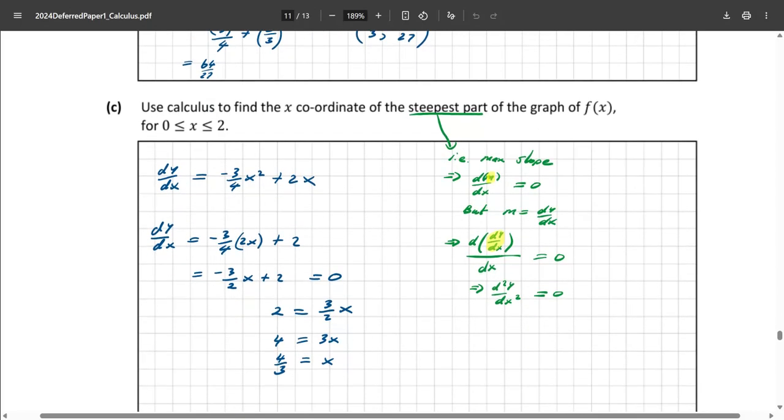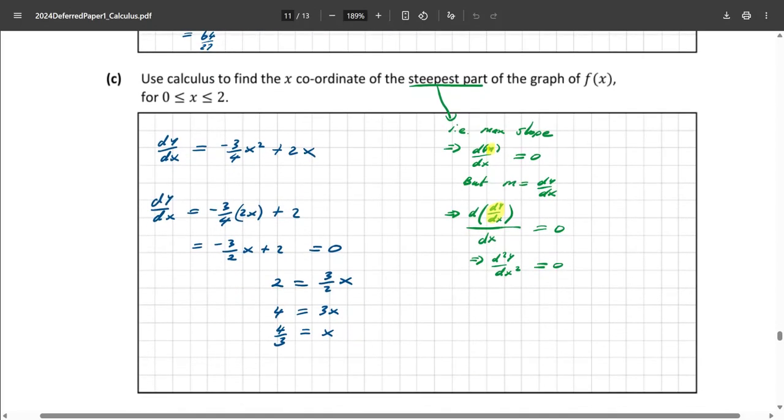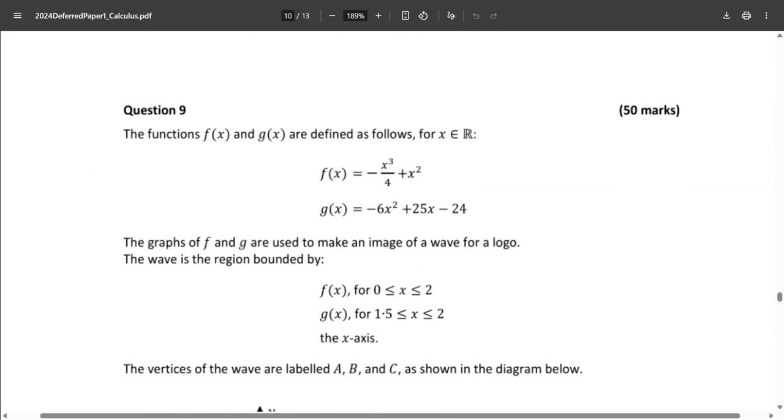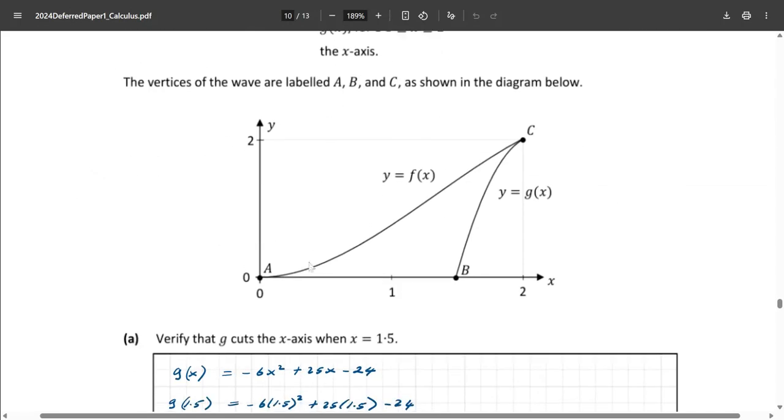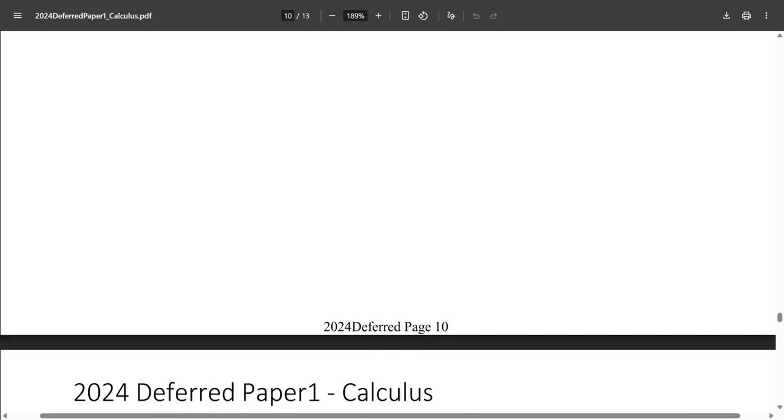Part C. Use calculus to find the x-coordinate of the steepest part of the graph. Now again, if we go back to the graph for a sec, the graph is here. Where is the steepest part? If you're going up this graph like a slide, where's the steepest part? From common sense even. It's hard to know, I suppose, until we work it out, maybe up around here someplace. We'll see anyway.